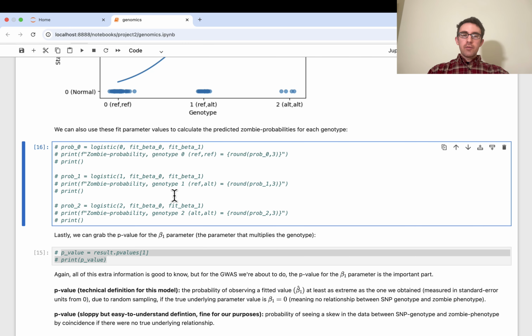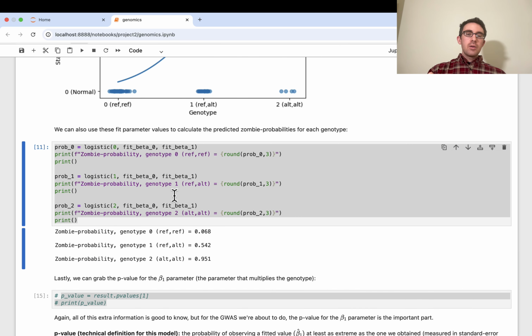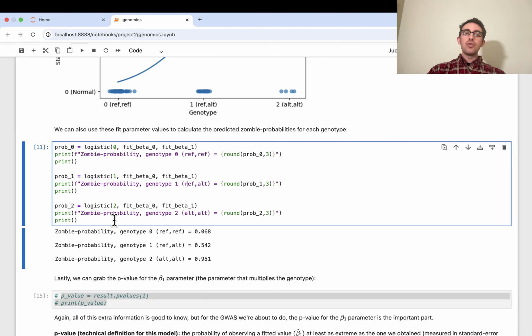This next block of code actually calculates the probabilities by plugging these genotypes of 0, 1, and 2, as well as the fit model parameters beta 0 and beta 1, into our Python function of the logistic growth equation. We can see what the predicted probability would be, using these fit parameter values, that someone with each possible genotype for the SNP would have the zombie phenotype after being bit by a zombie.